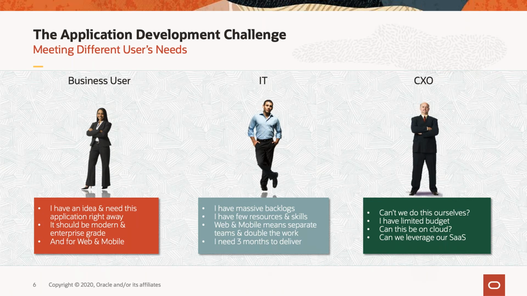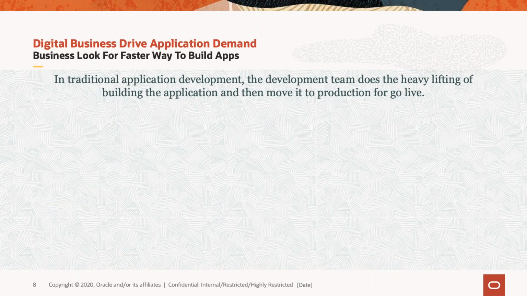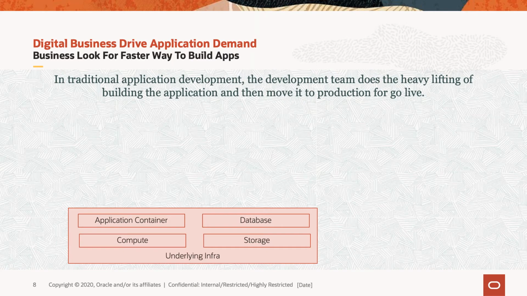Are we looking into cloud, or are we looking into tools that make it easier for us, right? And as you know, as a developer, in traditional application development, the development team is doing the heavy lifting. We are building the applications, and we have to move them to production to go live. Now, in order to actually build an application, what are the things that we actually need, right? We need the underlying infrastructure. We need an application container where the application can run. We need compute, we need storage, we need a database if we want to store any data.